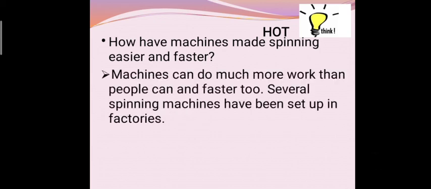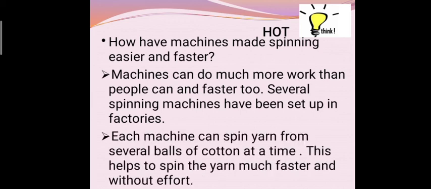Now, next is how have machines made spinning easier and faster? Machines can do much more work than people can, and faster too. Several spinning machines have been set up in factories. Each machine can spin yarn from several balls of cotton at a time. This helps to spin the yarn much faster and without effort.